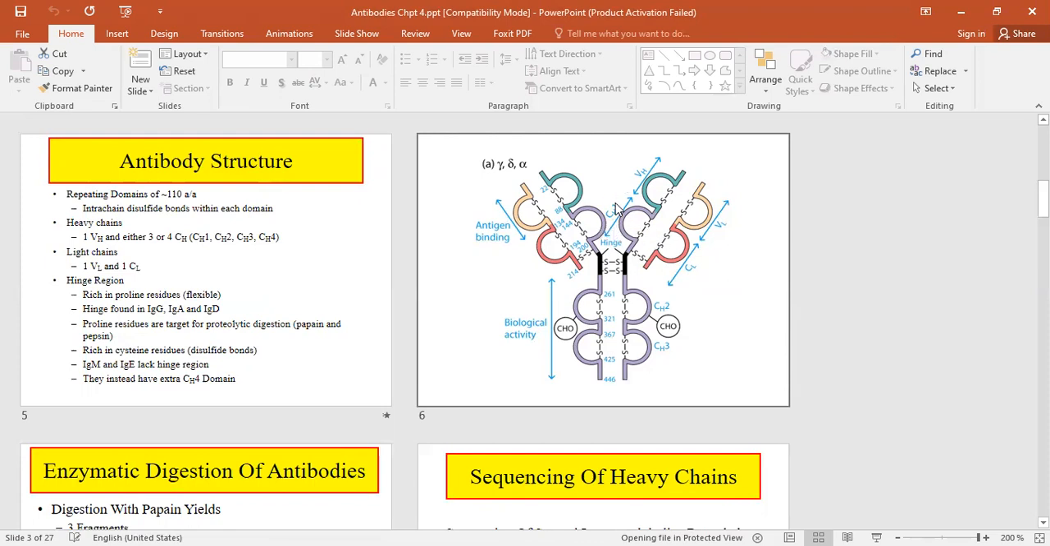And at this region, the antigen will bind. So this is known as the antigen binding domain. All this area is known as the antigen binding domain. This area is known as the FC portion. So this is all about the structure of antibodies. In the next video, we are going to discuss the types of antibodies and their functions. Thank you.